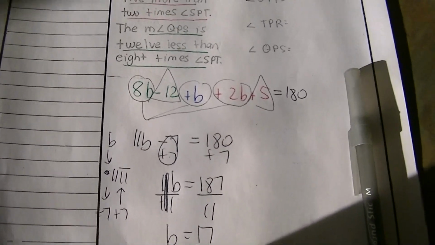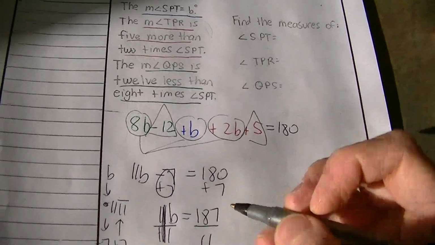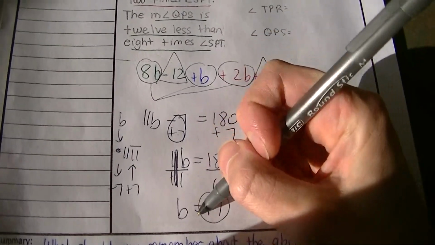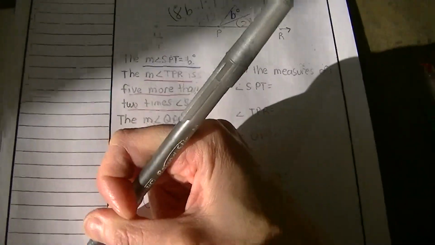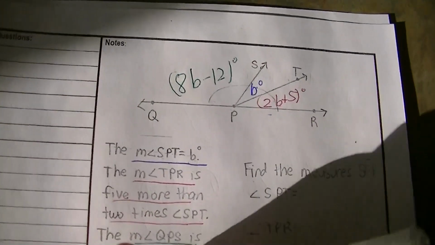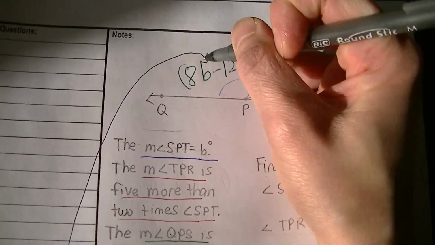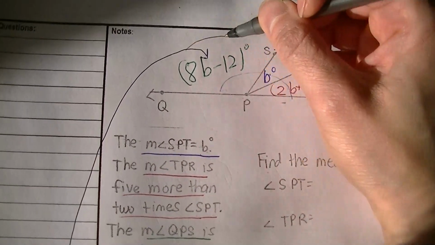Okay, you're not done because we want to know the measurements of these angles, and like I've shown you in the past, you need to substitute that back in. Always substitute it back in, okay? To make sure you don't need to do something further. And in this case, we totally do.